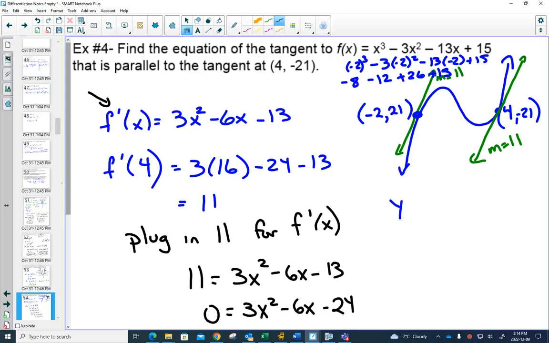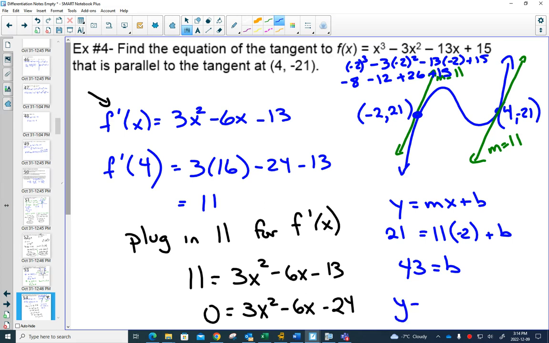If you're using y equals mx plus b, we now know that our slope is 11. The x value is minus 2. The y value is 21. We want to find b. Add 22 to both sides. We get 43 for b. So that equation would be y equals 11x plus 43.